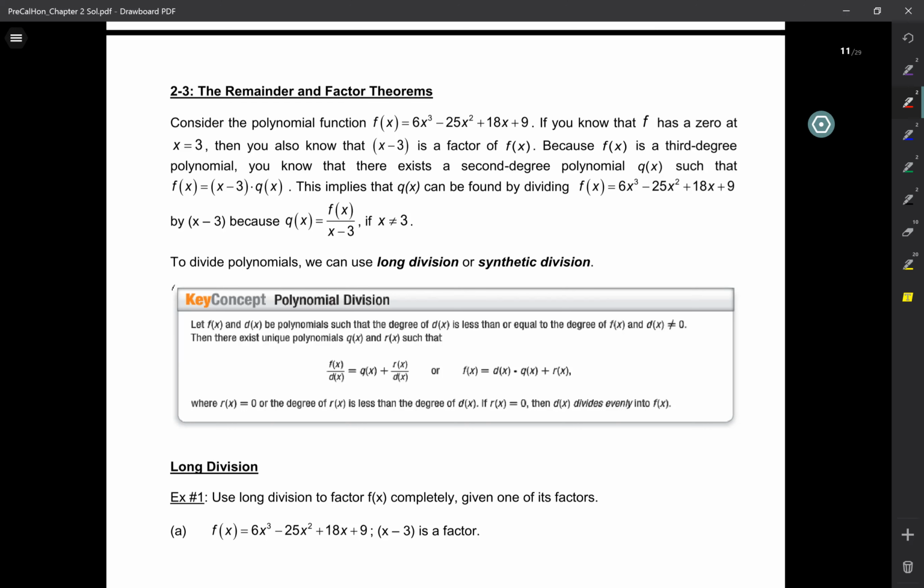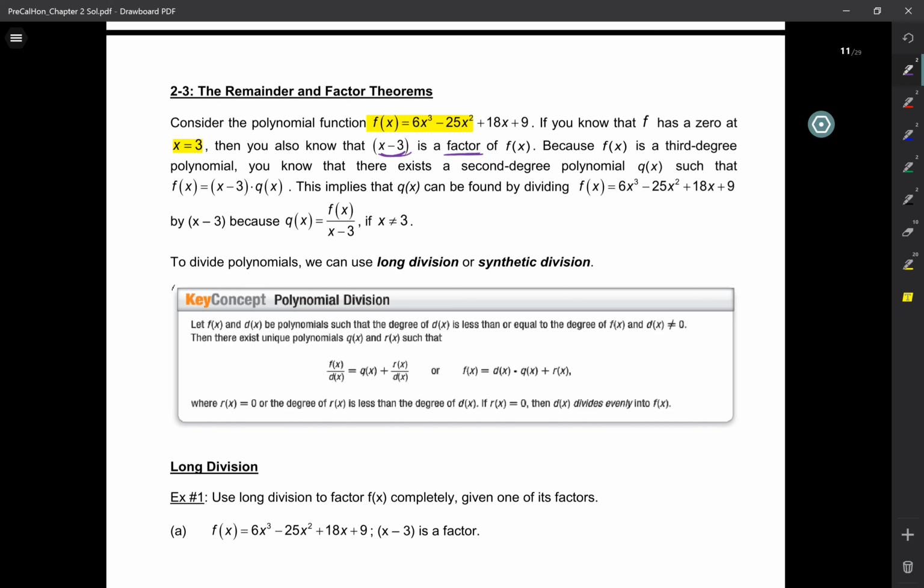Okay, so today we're going to talk about section 2.3, the remainder and the factor theorems. So suppose you have a polynomial function that looks like this. And suppose we also know that f has a 0 at x equals 3. All right, if there is a 0 at x equals 3, like we talked about in the previous lesson, then x minus 3 is a factor.